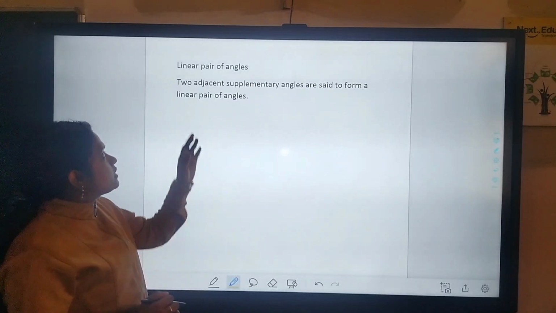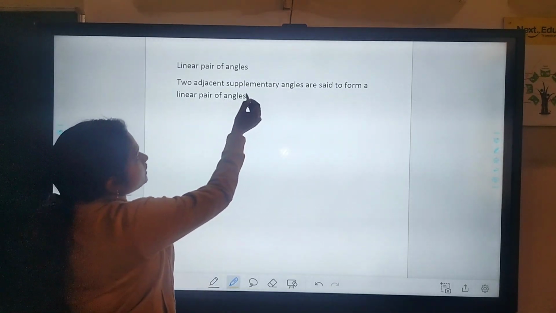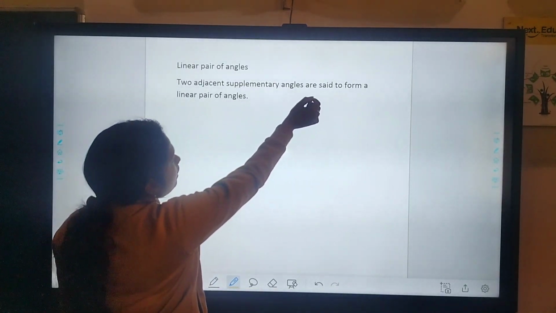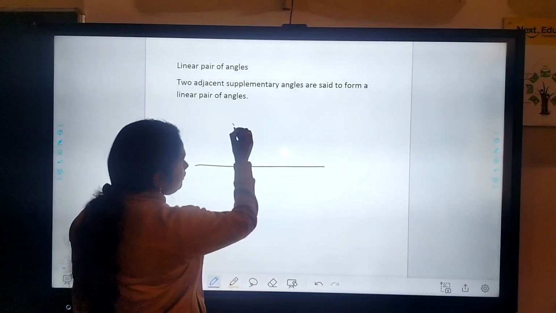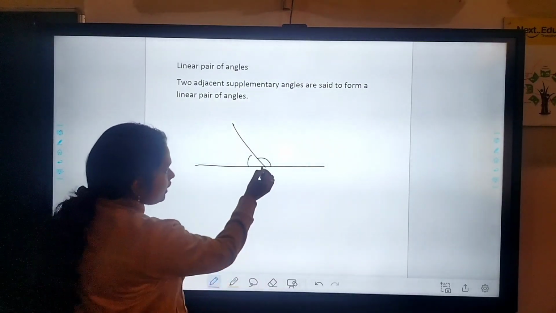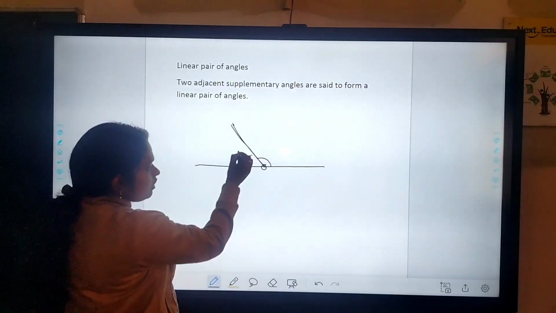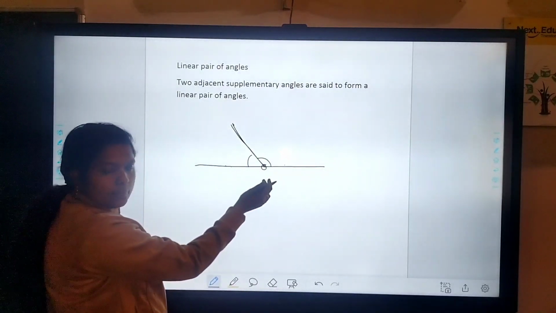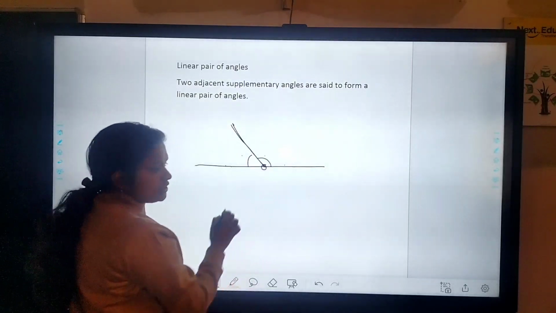Next we are going to discuss linear pairs of angles. Two adjacent supplementary angles are said to form a linear pair of angles. On a straight line, there are two angles. If two angles have a common point and a common arm, and the other arms lie on opposite sides of the common arm, we can say these are adjacent angles.